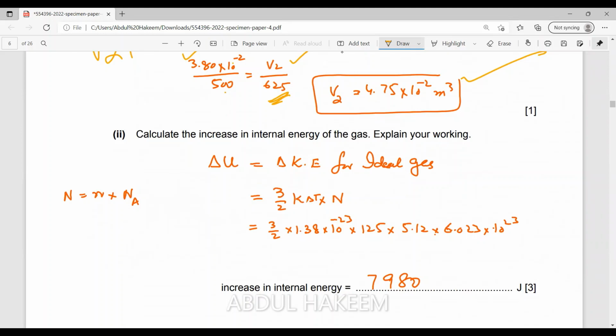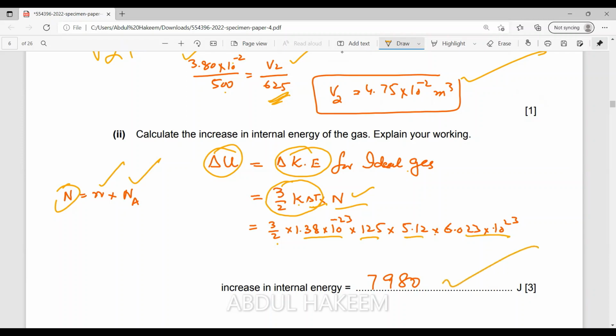Next, calculate the increase in internal energy. The increase in internal energy of the ideal gas is exactly equal to the increase in kinetic energy. One molecule's kinetic energy increases by 3/2 k ΔT, and multiplying by N, the total becomes 3/2 times the Boltzmann constant, times the change of temperature, 125, times the number of particles. The number of particles is calculated from the number of moles multiplied by Avogadro's constant. So the answer is 7980. This is the increase in internal energy.